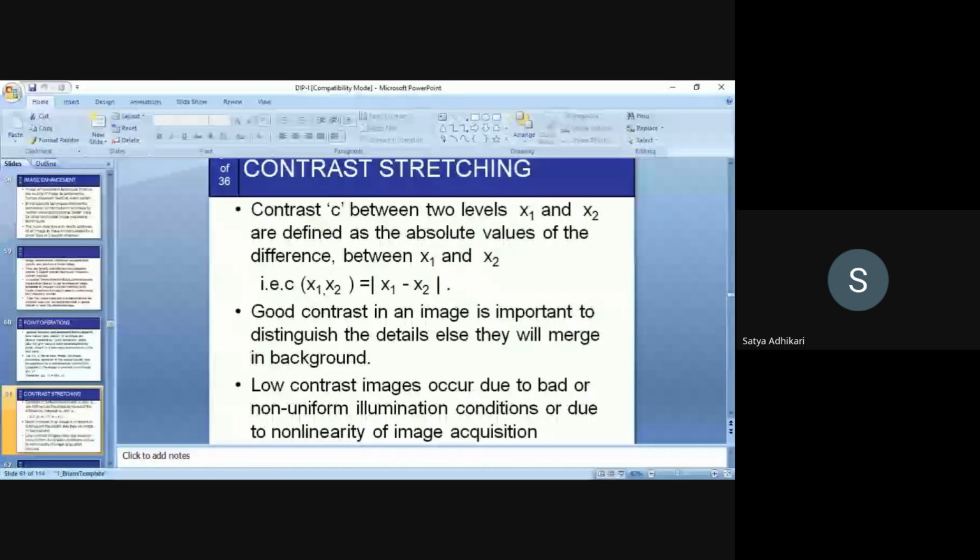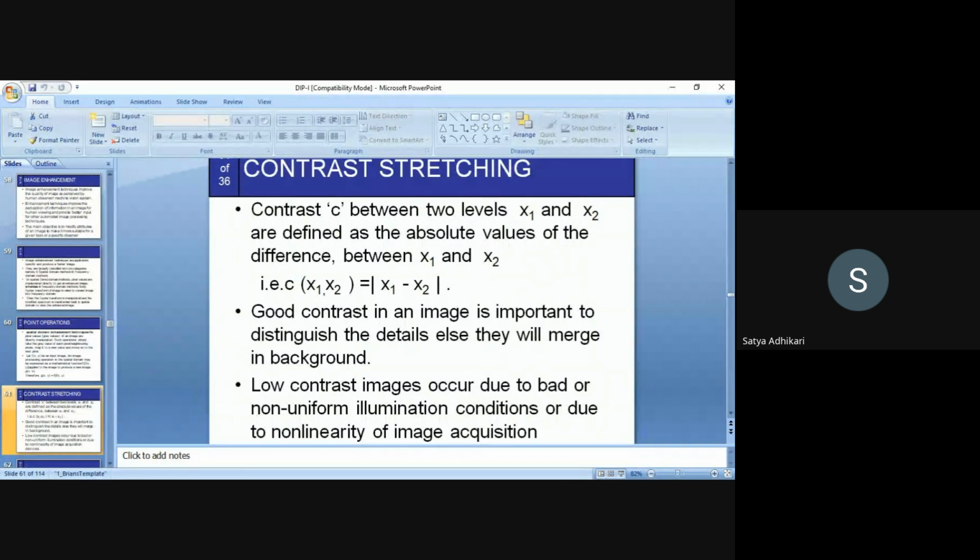Contrast stretching is another part of image enhancement. Contrast between two levels x1 and x2 is defined as the absolute value of the difference between x1 and x2. So x1 minus x2, its absolute value, is nothing but the contrast C of x1 and x2. A good contrast in an image is important to distinguish the details, else they will emerge in the background.